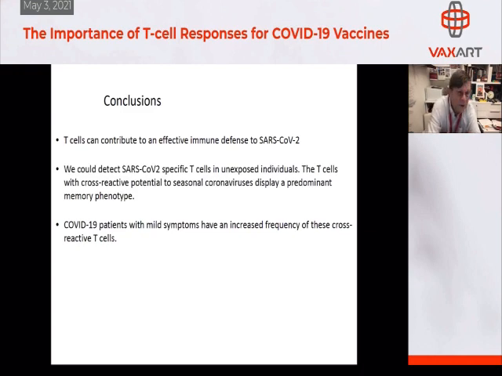Right. Well, we have conclusions. I hope I've convinced you that T cells are an important element in immune defense. They are important in vaccinology. It's just that the way you can analyze T cells is technically much more difficult.